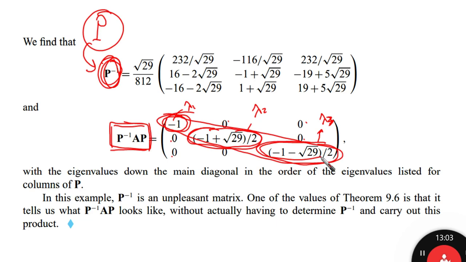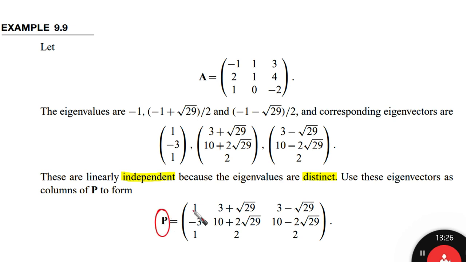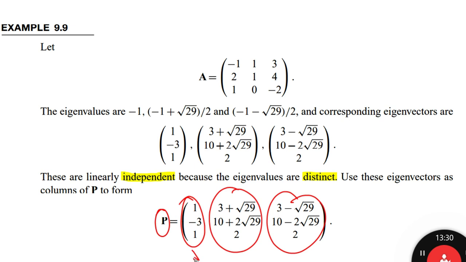Okay, so with the eigenvalues down the main diagonal, as we said, this matrix that is composed of this multiplication is going to have the eigenvalues down its main diagonal in the order of the eigenvalues listed for the columns of P, right? If we go back here, this is P: first eigenvector, second and third. So we have lambda 1 related to this, lambda 2 related to this, lambda 3 related to this one. Okay.